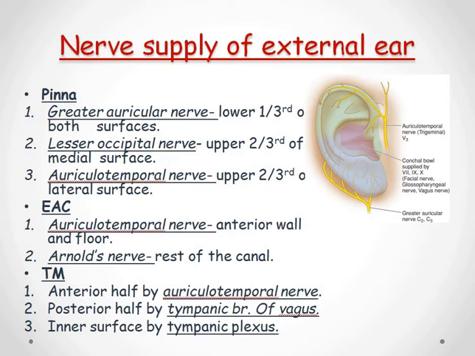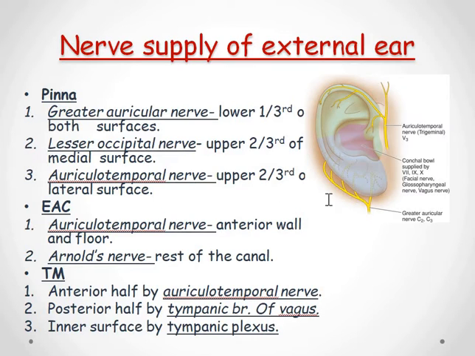Now let's talk about the nerve supply of the external ear. Well, the pinna. This is the pinna. One needs to understand the upper two-thirds on the lateral surface. We know that the temporal bone lies here on the upper side. So the upper two-thirds is supplied on the lateral side by the auriculotemporal nerve, and on the medial side, behind, where there is the occipital region, by the lesser occipital nerve. Medially by the lesser occipital nerve and laterally by the auriculotemporal nerve, upper two-thirds. The lower one-third on both sides is supplied by the greater auricular nerve.